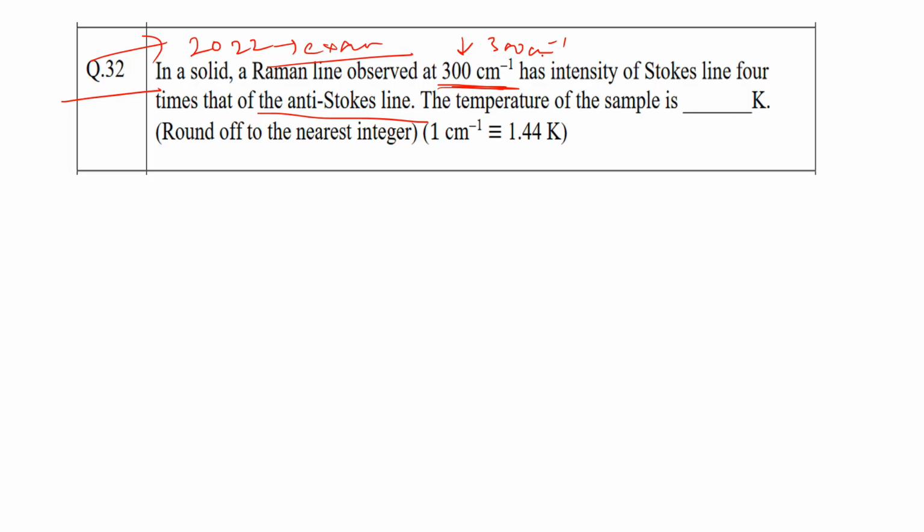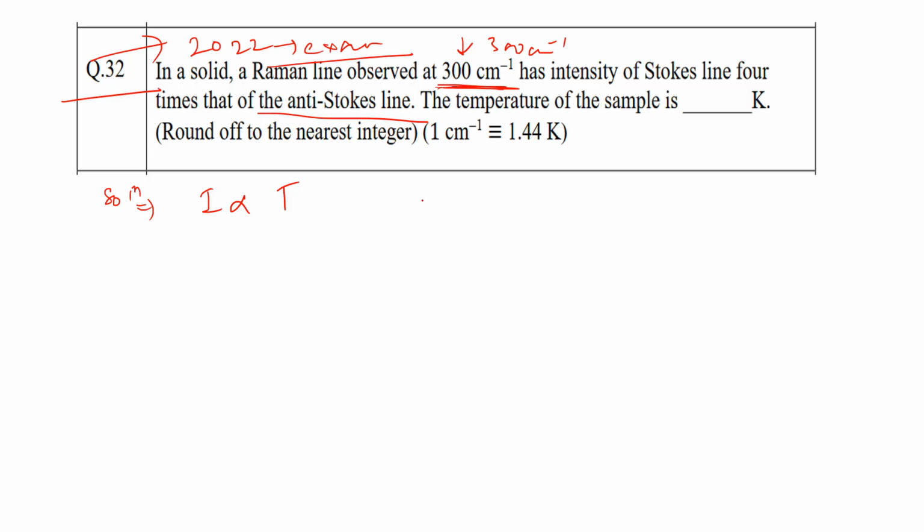So the temperature of the sample is... Basically one solid is given, and in that they have done laser Raman spectroscopy, and the Raman shift is observed at 300. At that 300, the intensity of Stokes line is 4 times that of anti-Stokes line. So we need to find out the temperature of that sample. For that we should know the dependency of intensity on temperature for both Stokes line and anti-Stokes line. Before that, we will go through the concept of Raman spectroscopy.